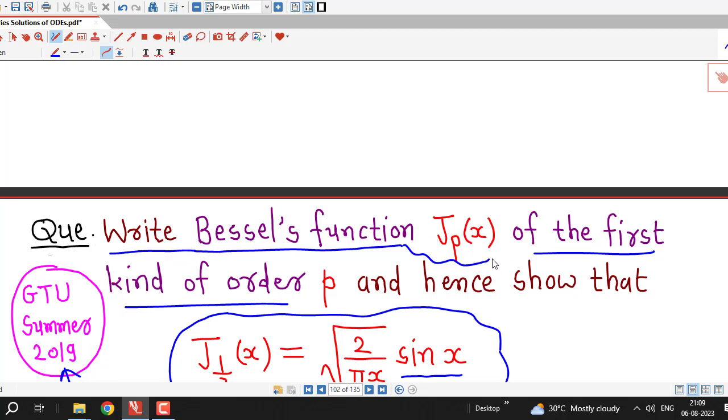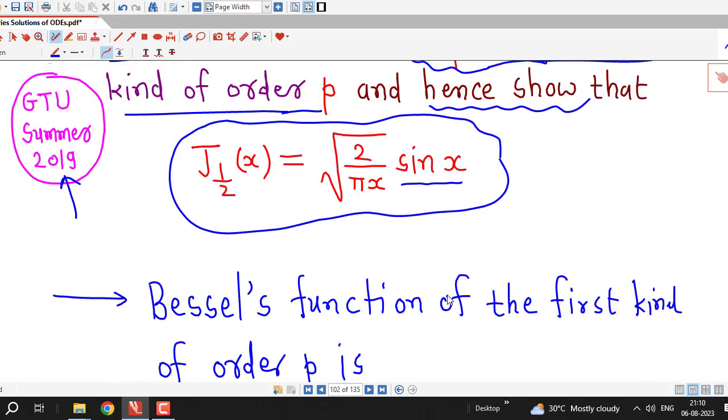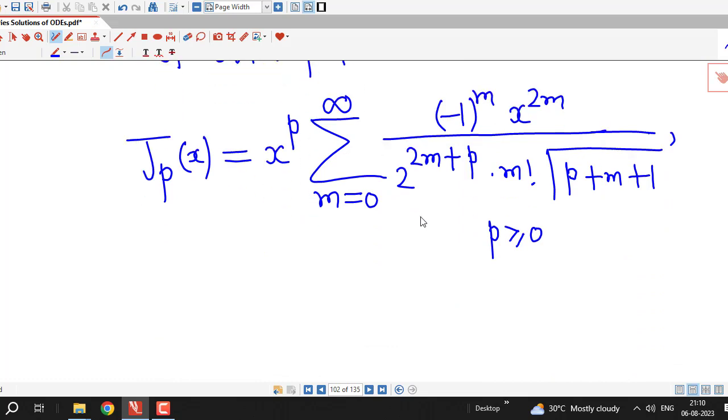Write Bessel's function J p x of the first kind of order p, and hence show that J 1 by 2 x is given by square root of 2 over pi x into sin x. So to derive this formula, we take p equal to 1 by 2 in this formula, and we try to derive that formula for Bessel's function of order 1 by 2.